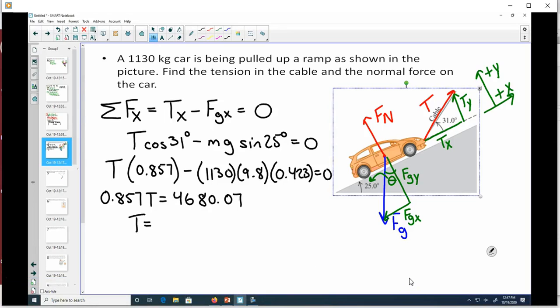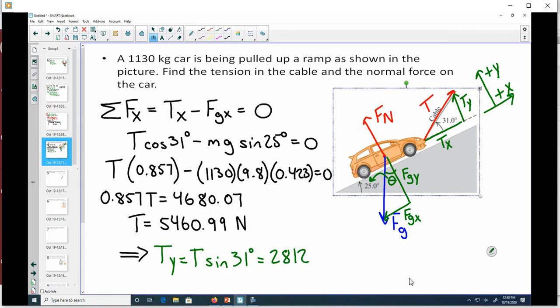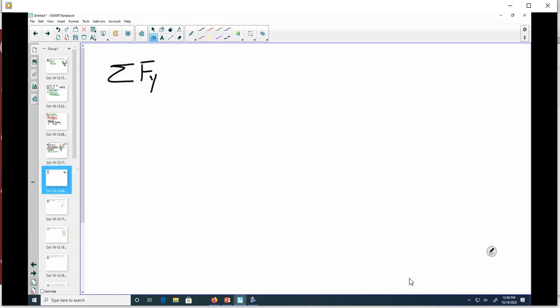Then dividing both sides by 0.857, we find that the tension in the cable is 5,460.99 newtons. Because we know T, we can now find the y component of the tension by just using that value times the sine of 31 degrees. And you find that the y component is 2,812.62 newtons.